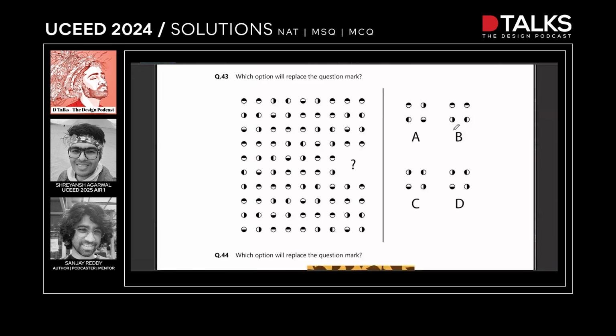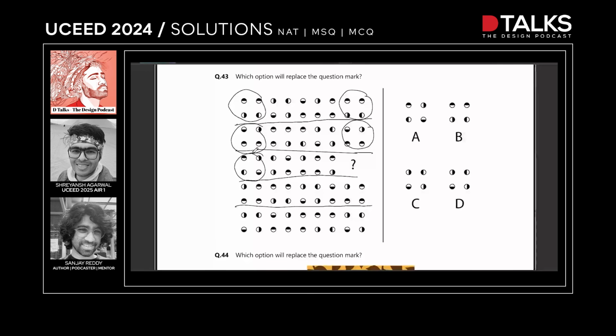43. Which option will replace the question mark? So this confuses you a little. Okay, so you can get stuck on this for a while, but it's basically like a square series. So if you divide this series like this, it becomes a lot easier. So it's like the first four and the last four are the same in every single series.